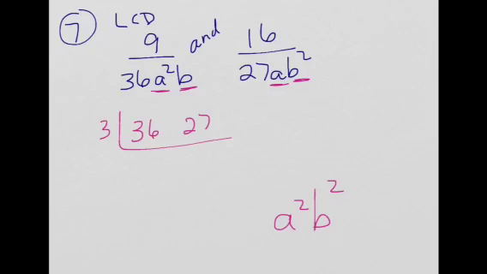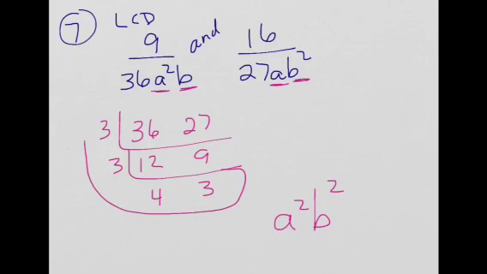So I'm going to take out a 3, and that is going to leave me 12 and 9. Take out another 3, 4 and 3. The only number that will come out of 4 and 3 is 1, so I'm done. And then I'm going to multiply all these numbers together. 3 times 3 times 4 times 3 is going to give me 108.